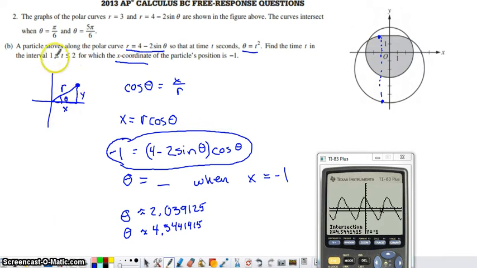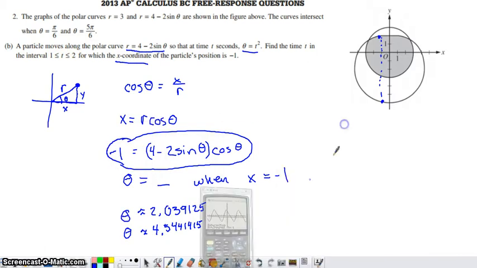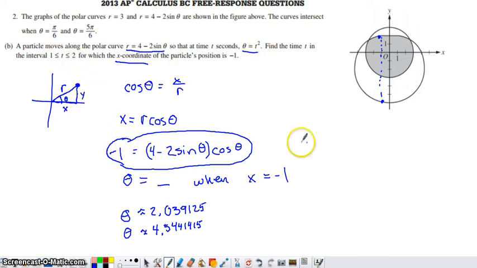Now we want the value that has t ending up between 1 and 2. Now these are values of theta that we have down here. There's this relationship between theta and t. Theta is equal to t squared. So if we want to figure out for what value of t, when t sits between 1 and 2, the position of the object is going to be -1 for its x-coordinate, all we have to do is take these theta values and say that they're equal to t squared, and then take the square root of each side to figure out what our value of t is.